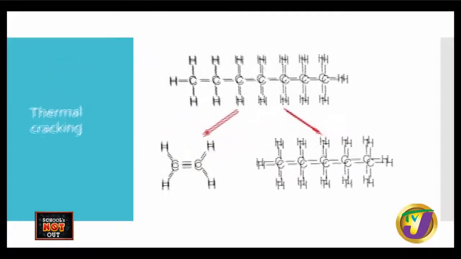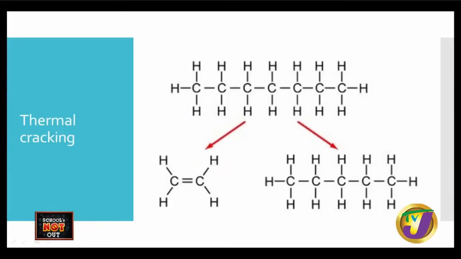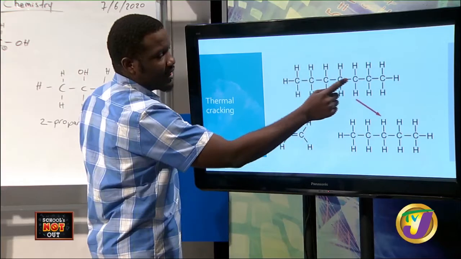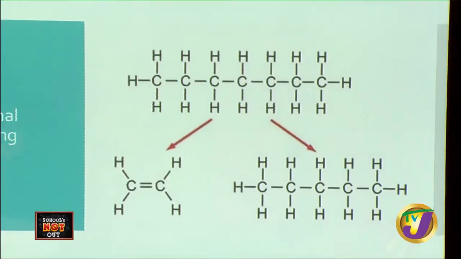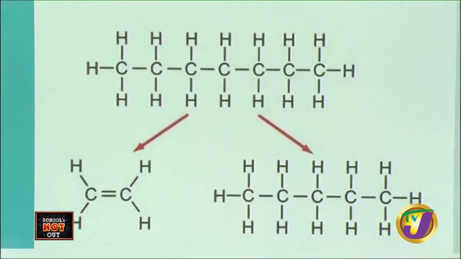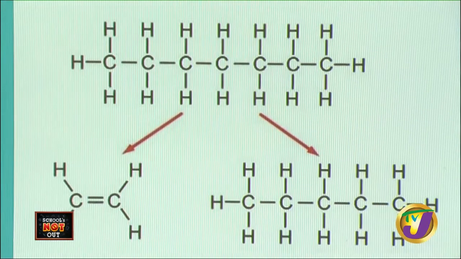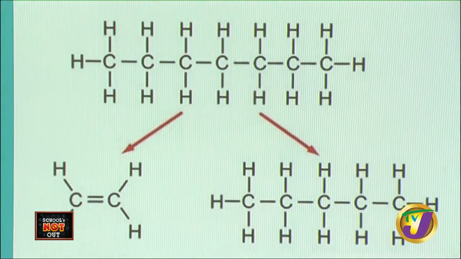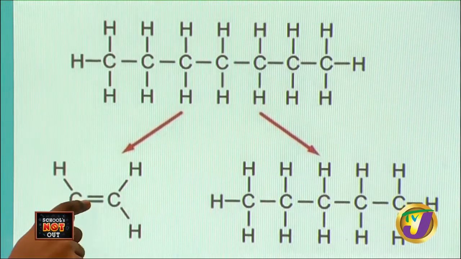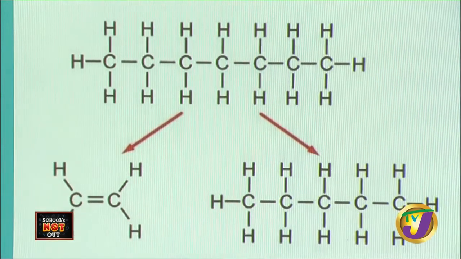So here's an example. All right? So we have 1, 2, 3, 4, 5, 6, 7. Right? So it's hept, and they're all single bonds, so it's an alkane, so it's heptane. So if we apply a lot of heat, a lot of pressure to heptane, it will end up breaking. And so we get 1 alkene, remember the double bond, and we have 1 alkane.